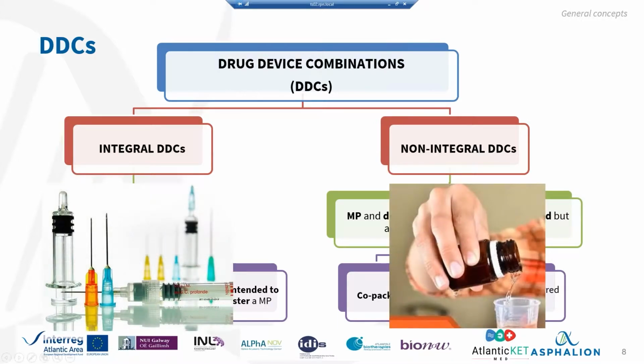Examples of integral and non-integral DDCs. We would have integral DDCs. The most typical example is a pre-filled syringe. You can all imagine that the medicinal product is integrated within this device. On the other hand, non-integral DDCs would be, for example, dosifiers. Dosifiers are usually sold with the very same medicinal product that they're going to dosify.